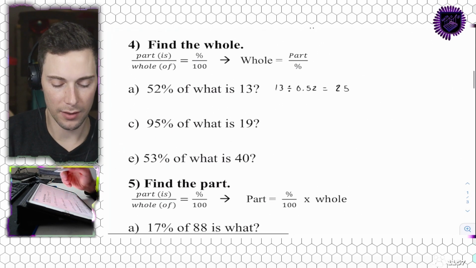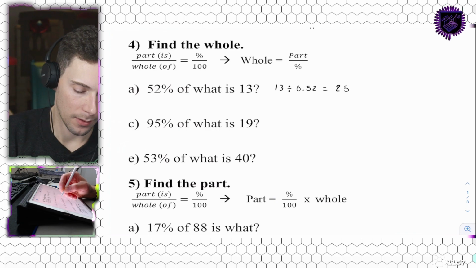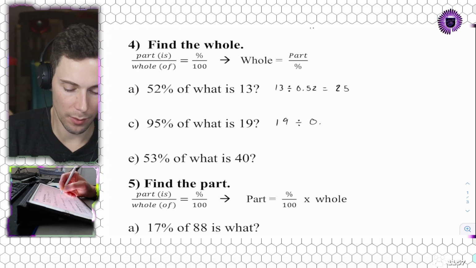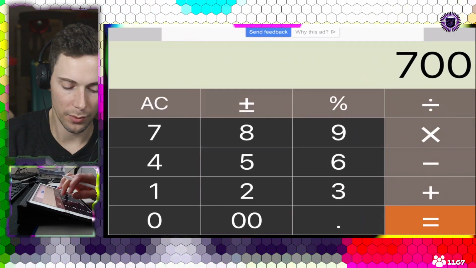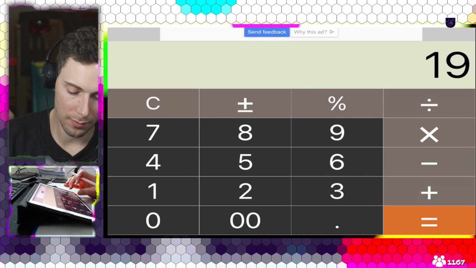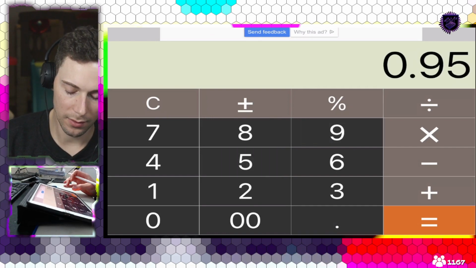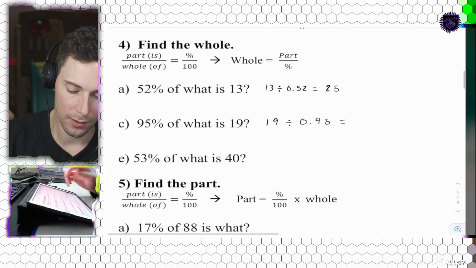95% of what is 19? So that will be 19 divided by 0.95. That's going to equal 20. 19 divided by 0.95, 20.